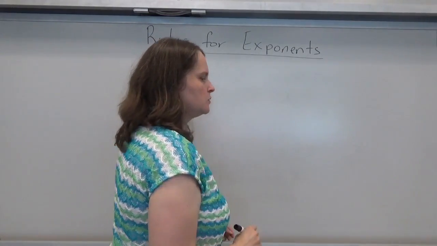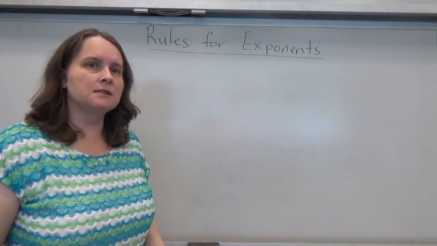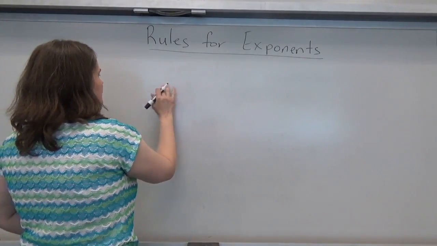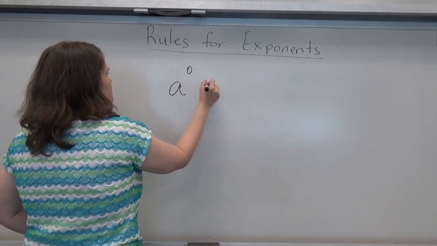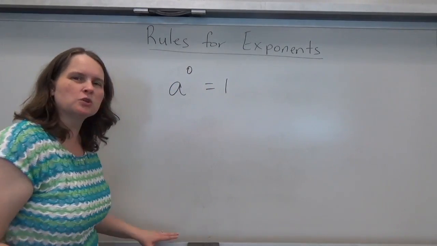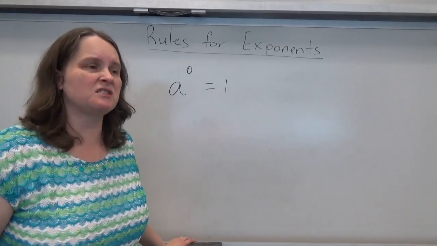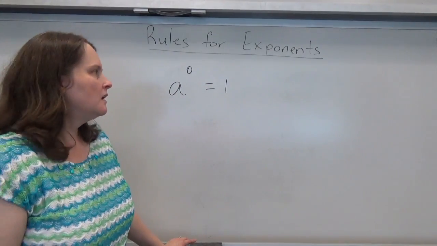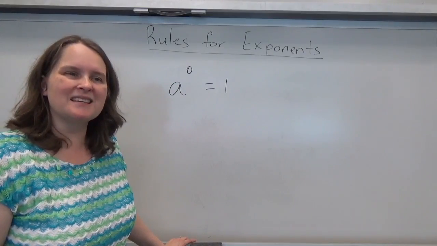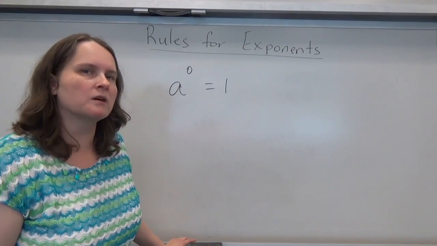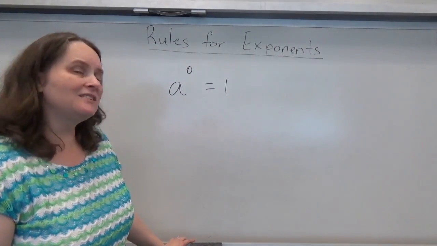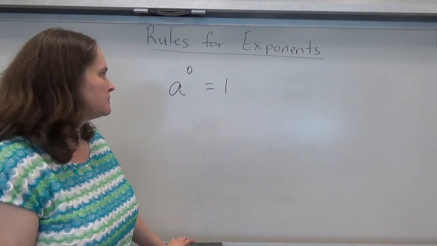Okay? My next rule tells me how to handle something raised to the 0 power. The rule says that a to the 0 power is equal to 1. This is not so much a rule as a definition. It's just the way it is, and we just have to accept that. It doesn't really make sense to raise something to the 0 power because you can't multiply it by itself 0 times. But what we can do is look at a pattern that develops.